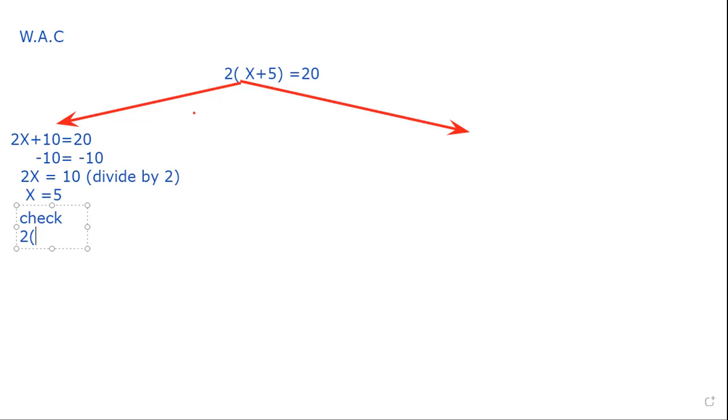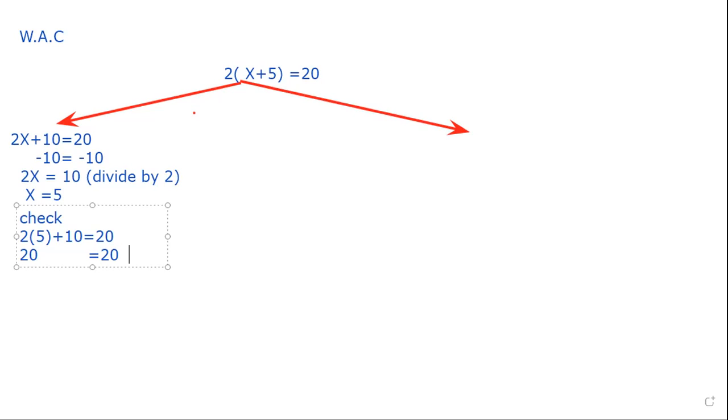I will substitute the value of x by how many? By 5, yes. Okay, and then plus 10. This is the left side. And what was the right side? The right side was 20. So I will check now the left side: 2 times (5 plus 5) equals 2 times 10 equals 20. Already we have 20 on our left hand. Then yes, we did it right.